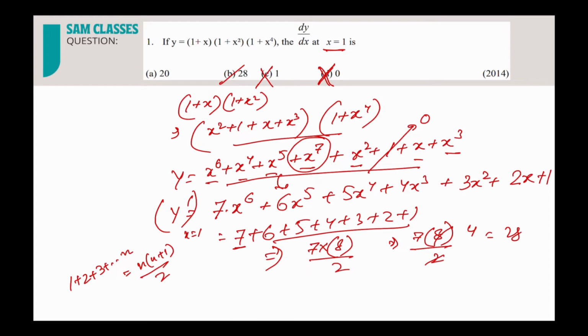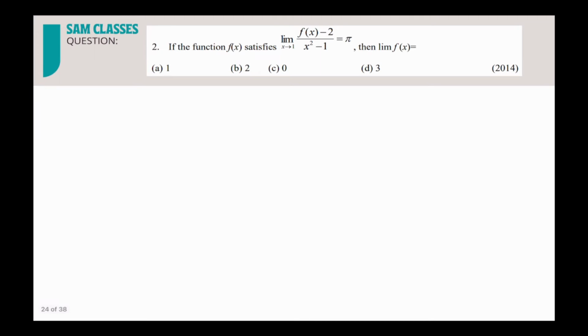Now let's see the next question. Again, what we have in the next question is limit x tends to 1 of fx minus 2 by x square minus 1 equal to pi. Now understand, how can I write it? What I can do is separate. See, I told you I can take numerator and denominator as separate limits. So I'll do it like that. Now what does it help? You will see.